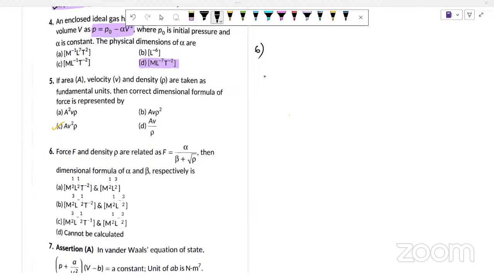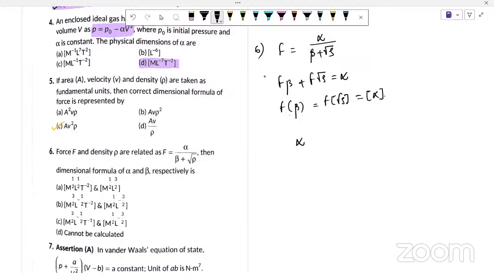See here, F is equal to alpha divided by beta plus root of rho. Isn't it? Simplifying this, if I cross multiply, F into beta plus F into root of rho must be equal to alpha. That means F into beta must be equal to F into root of rho, so LHS must be equal to RHS. So alpha must be equal to F into root of rho.